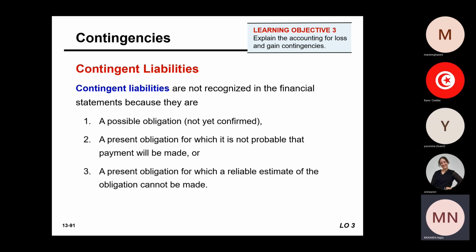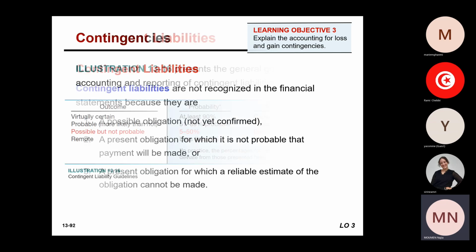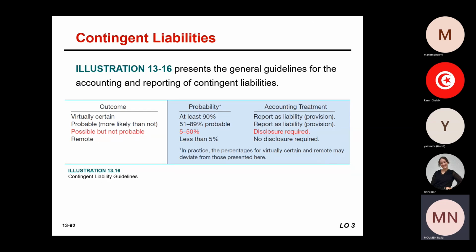obligation. So please keep in mind that when we talk about contingent liabilities, they are to be excluded from financial statements. Why? Because either they are possible obligations, they are not yet confirmed, or even if they are confirmed obligations, there is no probability that payment will be made, or I cannot reliably estimate that payment. So here we have some rules or general guidelines to account and report for any contingent liabilities.